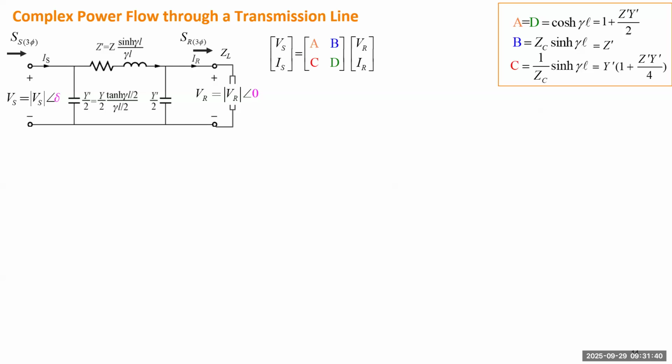Okay. So next, we want to utilize this most accurate long line model to calculate complex power flow. We have derived the complex power flow formulas many times, right? We start from just a single circuit with single impedance. We calculate the complex power flow sent from the one end and received at the other end.